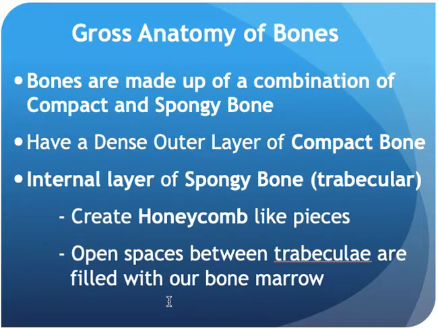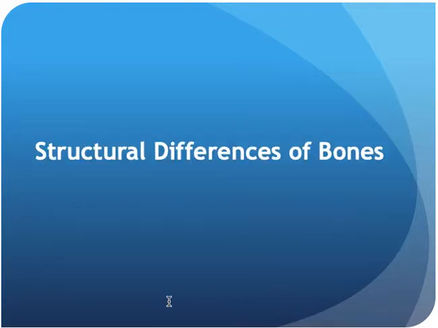And this does a couple things for us. It makes the outer part really, really strong, but it also helps to make the bones a little bit lighter too, because if they were just solid, our bones would be really heavy. So we're trying to create these really strong structures, but we're trying to make them as light as possible so that we can move around as easily as we can.